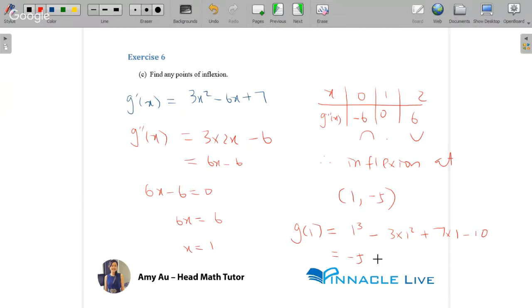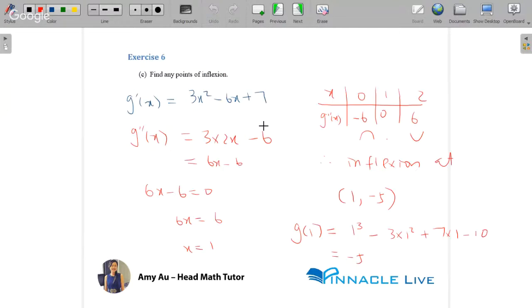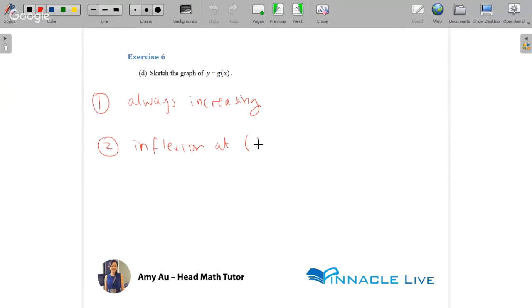Okay, so now that we've got an inflection point, let's sketch this. Now, if you think about it, we only have 2 pieces of information here. One is the fact that it's always increasing. Two is we've got an inflection, not a stationary inflection, just an inflection at 1, minus 5. Okay, that's all we've got.